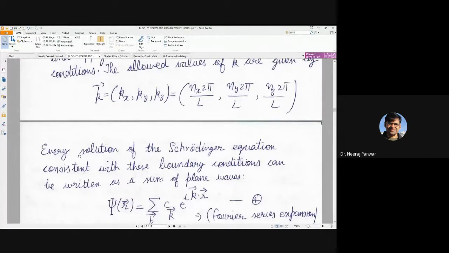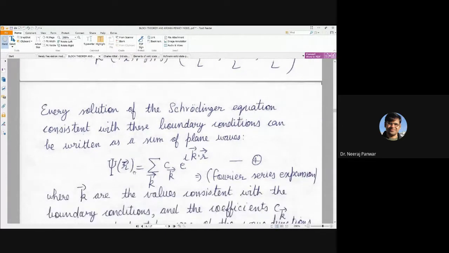Now, if we try to solve the Schrodinger wave equation for such Bloch electrons, the electrons are known as Bloch electrons because they have Bloch wave functions. Their motion is governed by the Bloch wave function. So if we solve the Schrodinger equation for such Bloch electrons, and the Schrodinger equation is consistent with the periodic boundary conditions, meaning k is quantized, our wave function can be written as psi of r equal to the summation over k of c_k e to the power i k dot r. It is nothing but a Fourier series expansion.